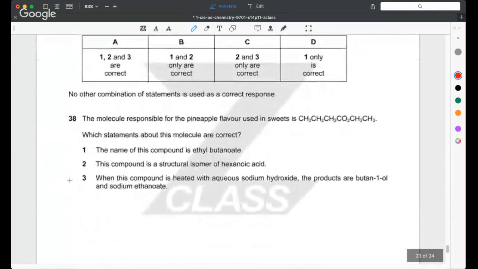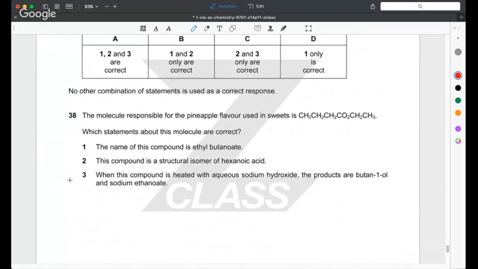Okay, they're giving us the answer key again. Okay, we're looking at esters again. And you've got this, haven't you? Right. So that's true, that is ethyl butanoate. So that's correct. And if you work out the molecular formula of that and the molecular formula of hexanoic acid, they're identical. So that's correct as well.